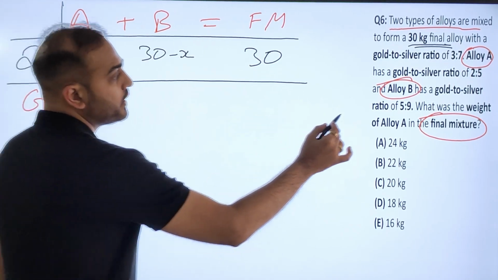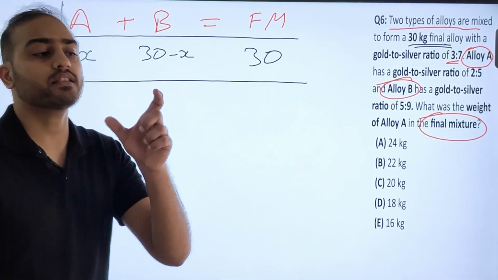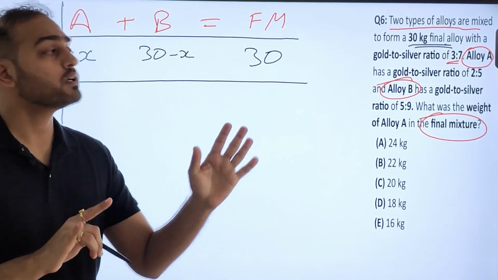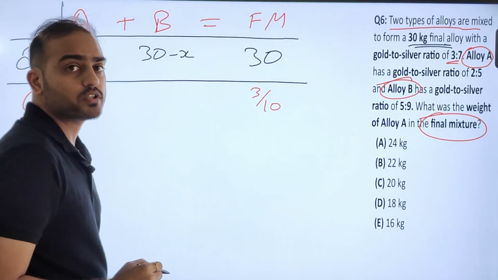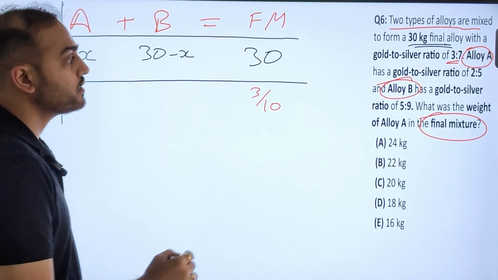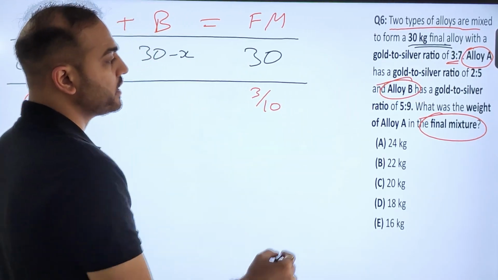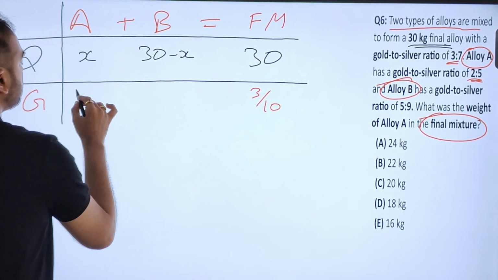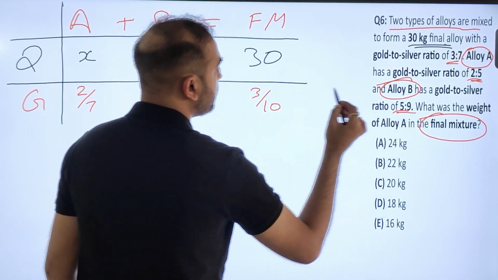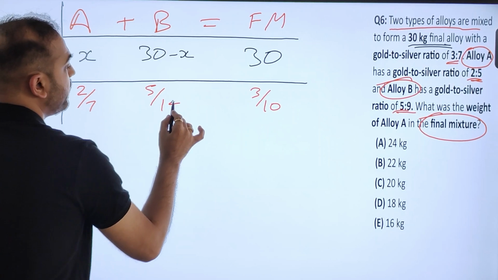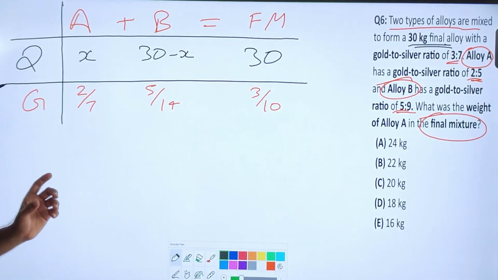In the final mixture, the ratio is 3:7. That means there are 3 parts gold, 7 parts silver. So finally, gold is 3/10 of the total. How much gold is there in alloy A? The ratio is 2:5, so gold is 2/7. Similarly, gold in alloy B, 5:9, so 5/14. Remember, you pick a common factor.